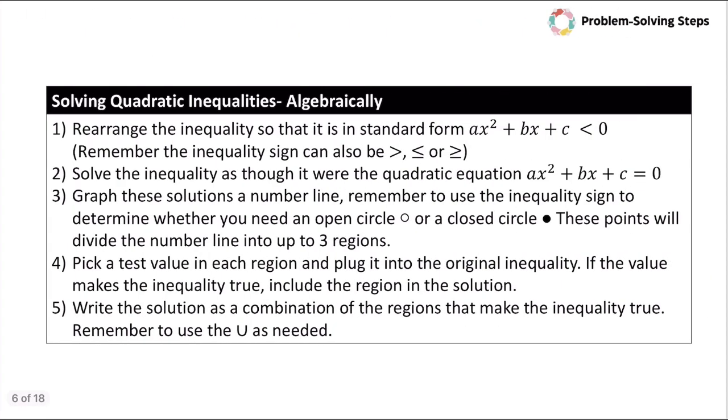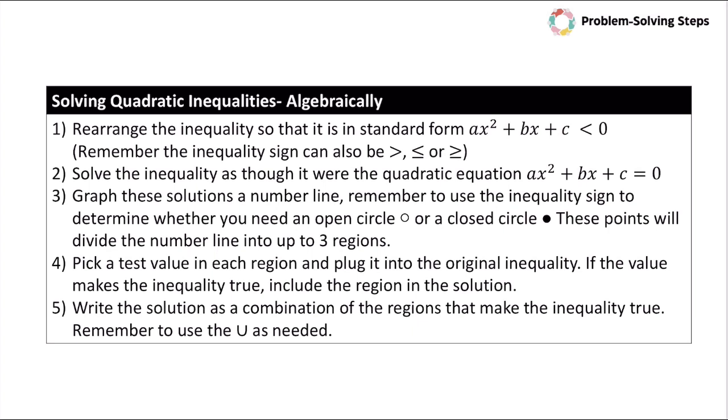So when we solve quadratic inequalities algebraically, we're going to start off by making sure our inequality is in standard form. Then we'll solve the inequality as though it were the corresponding equation. And then we'll graph these solutions on a number line. And remember, the inequality sign will tell us whether we need an open circle or a closed circle. These points will divide the number line into up to 3 regions. Then we'll pick a test value in each region and plug it into the original inequality.